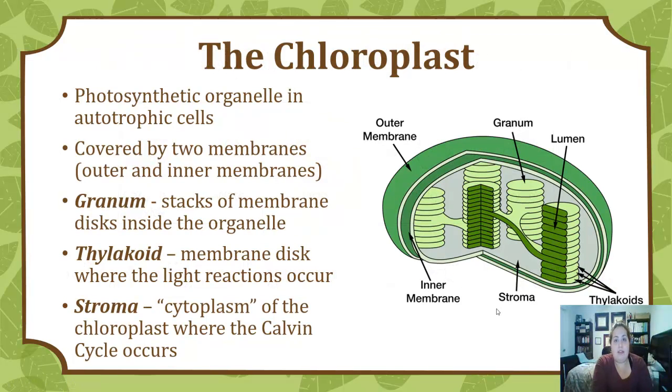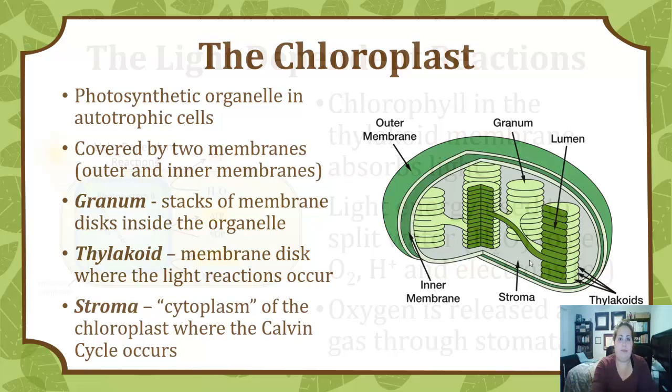All of this happens inside the chloroplast, the photosynthetic organelle. It's covered by 2 membranes, an outer and an inner. And inside we have stacks of little tiny discs made of material similar to the cell membrane. And this is where the light reactions occur, inside the thylakoid. The gray part on our picture is kind of like the cytoplasm of the chloroplast. We call this the stroma, and this is where our light-independent reactions, or the Calvin cycle, occur.